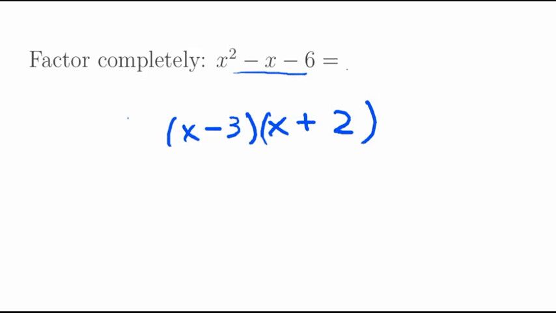I think that's my answer, but let me just really quickly check it out here. This is just a checking step I would do outside the blank here. Foiling this out, first would give me x squared. Outer would give me 2x plus 2x.